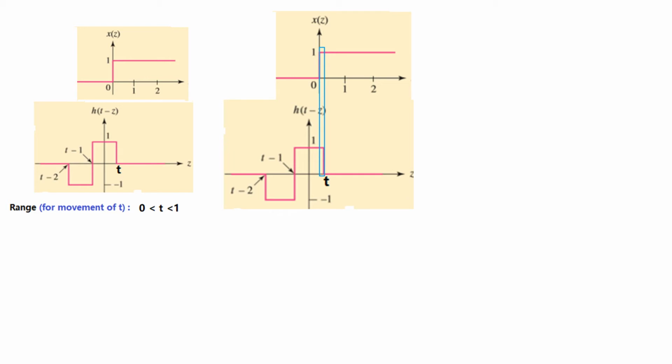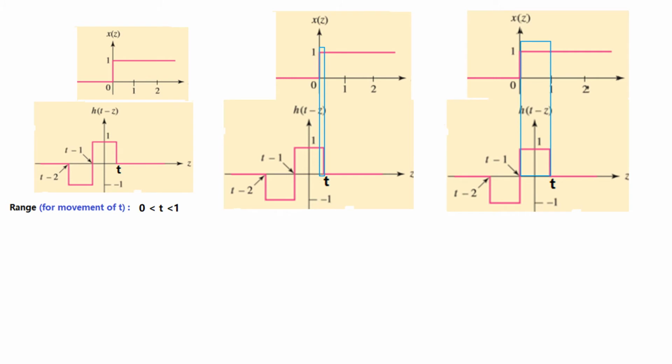Until how long will it overlap? If we move it further, we can see that at t just short of 1, it is still overlapping with the positive signal. But if you visualize moving it further to the right, so that t crosses 1, then the negative signal will also come under this. So we have to stop short of 1, and that is our range. The range of t movement is from 0 to 1.